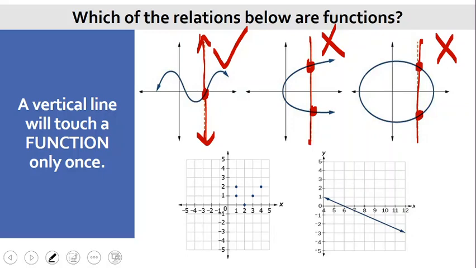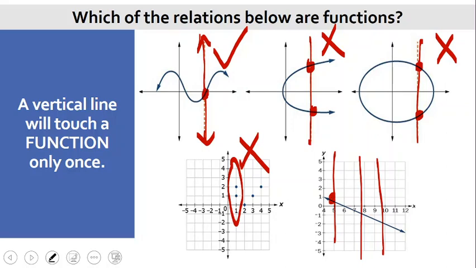And what about this? Look at the discrete points here. When the value of x is 1, you can see that these 2 points are both on 1. So this is not a function. And this is a continuous line. If I draw a vertical line, it doesn't matter how many lines I draw, it's just going to touch it once. So that means this is a function.